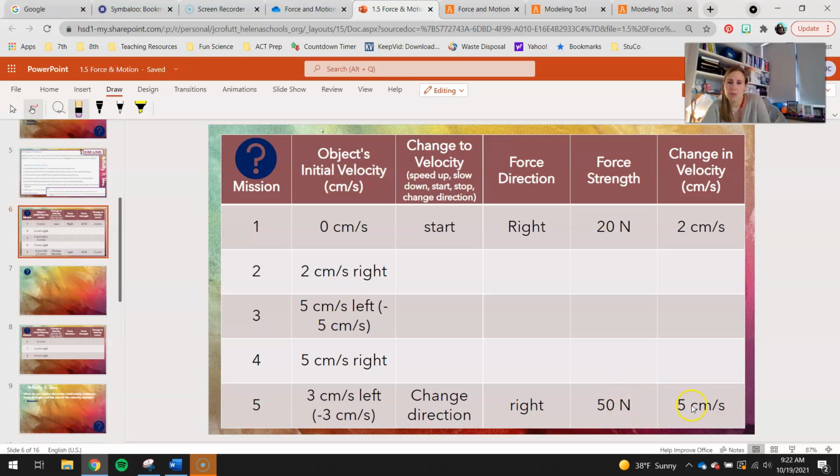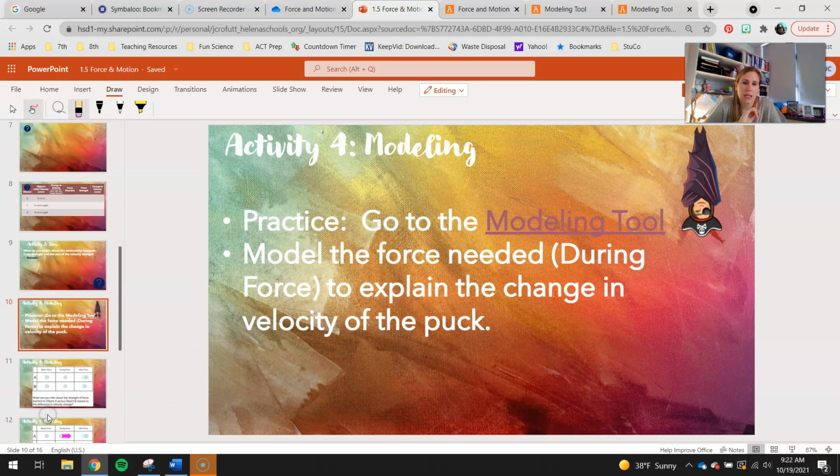So what kind of relationship do you guys notice between those? As we move from 20 newtons to 50 newtons, what happens to our change in velocity? Okay? Answer that question, and again, when you're ready, we'll move on to the modeling tool.